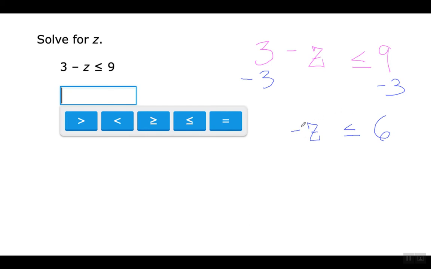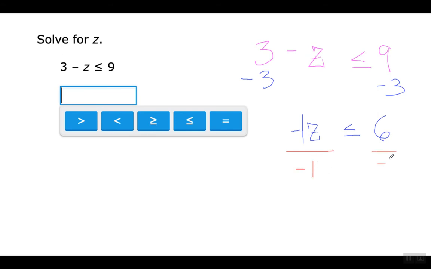Now I said imagine that there's a 1 here. There is an invisible 1 here. Let me draw it because it'll make it easier to visualize. That -1 is multiplying with a z, so to get rid of it, I've got to divide both sides by -1.